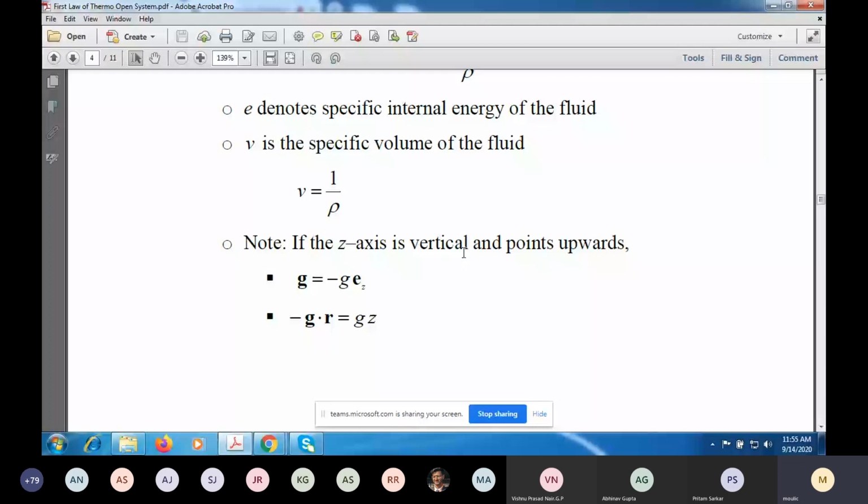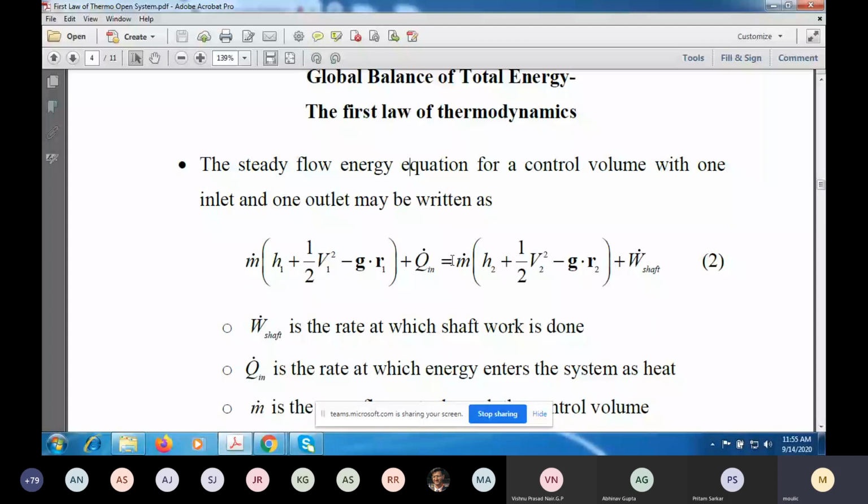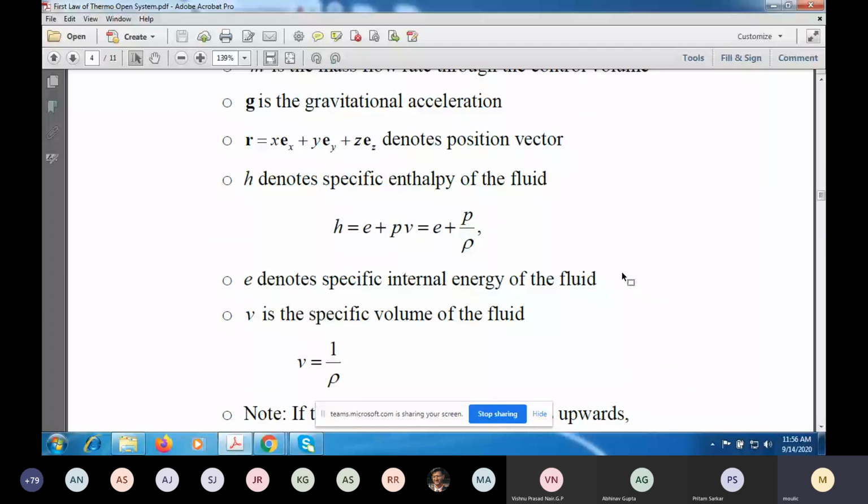Now we can divide by m dot. So when you have one inlet, one outlet, I'm not calling it m1 dot and m2 dot, simply m dot, and it has the same value at both inlet and outlet. So I can write this energy balance per kg. I can divide the whole equation by m dot. So in the first term, I will not have any m dot, on the left hand side and the right hand side. And this will become q dot by m dot, and this will become w dot by m dot. So this is simple algebra.